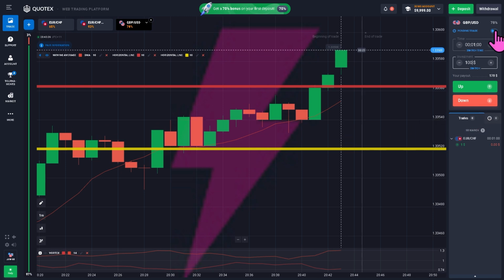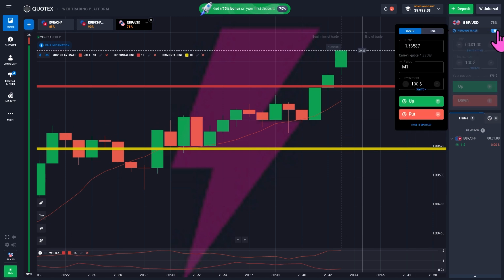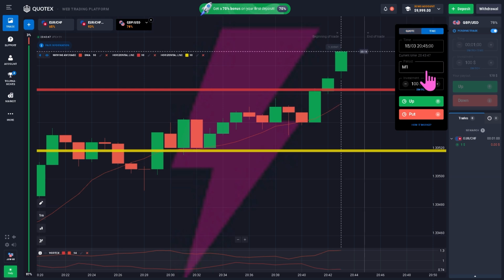After that, you see there is like a pending trade. If you click on it, you would need to choose the expiration time carefully. So basically, the shorter the time, the higher the volatility risk. So managing expiration time properly helps reduce unnecessary losses. So if you want to put up and to put down here, you can do so.